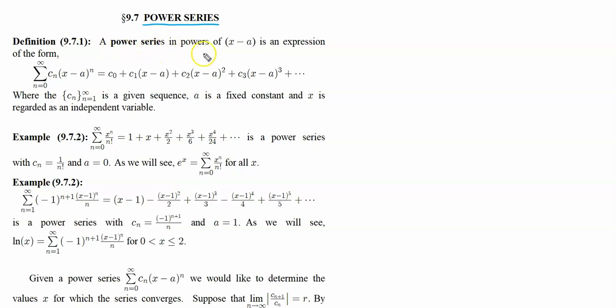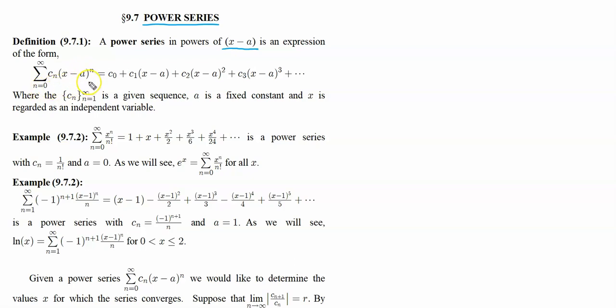So a power series in the powers of x minus a, where a is a fixed constant, is an expression of this form. So it's the series of Cn times (x minus a) to the nth power, where the Cn is a given sequence and a is a fixed constant.